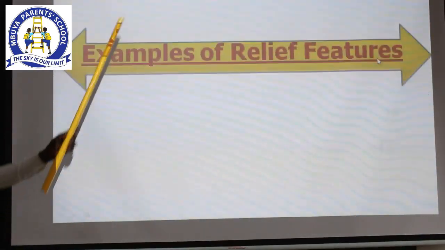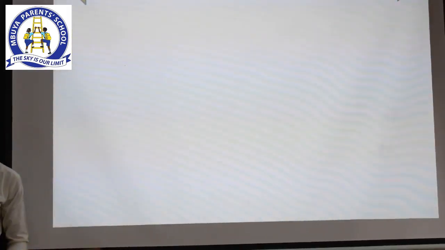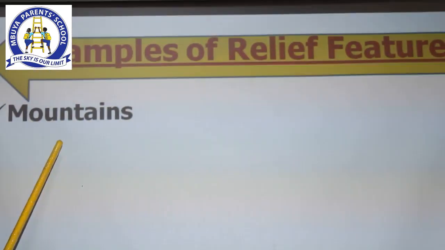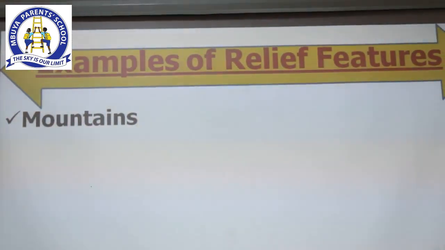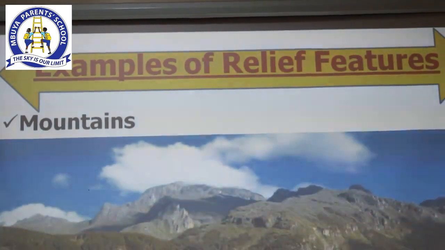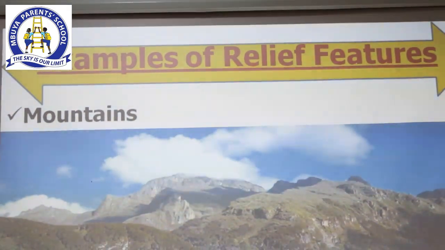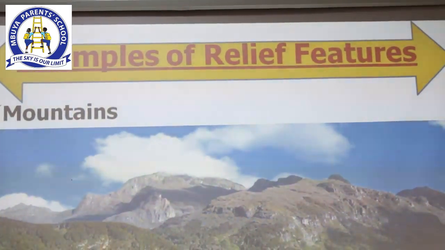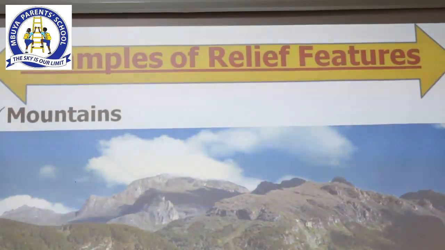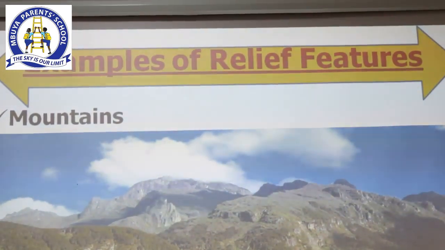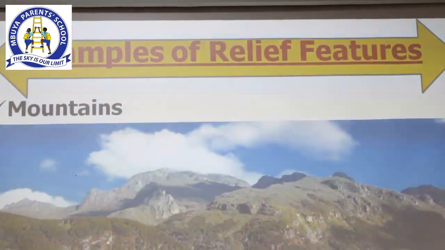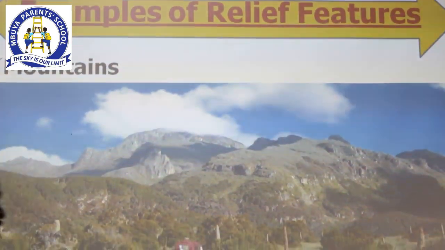Let's look at the examples of these relief physical features. Number 1 is the mountains. And that is a very beautiful diagram of a mountain. And I told you that you should be in position to draw at least a diagram of any physical feature that you have learned about. Let me hope you will draw for me a nice mountain and send for me on WhatsApp.